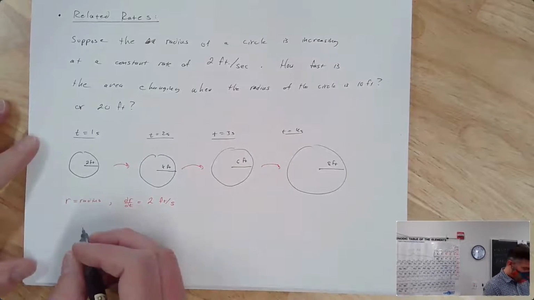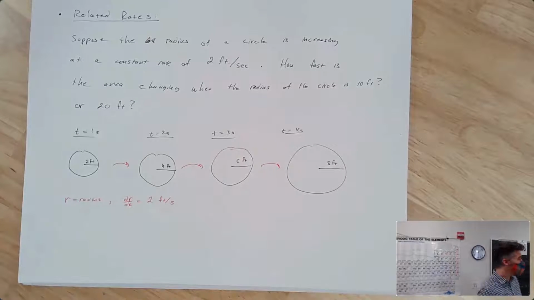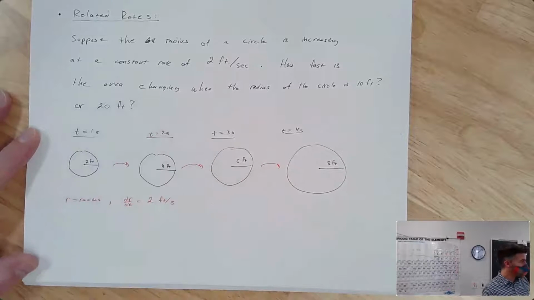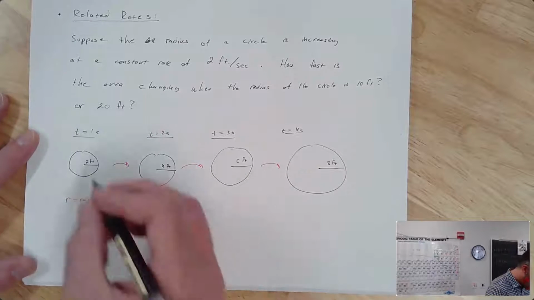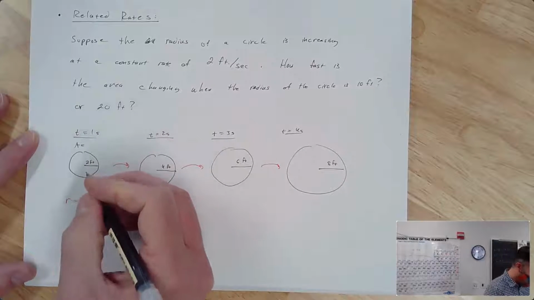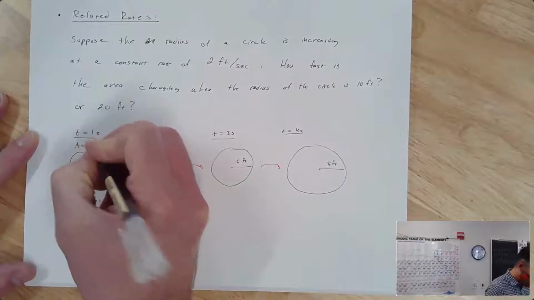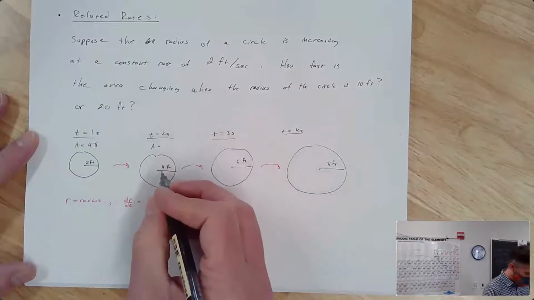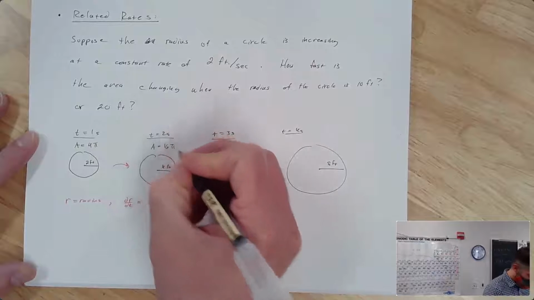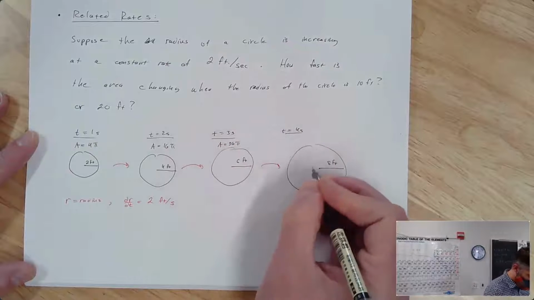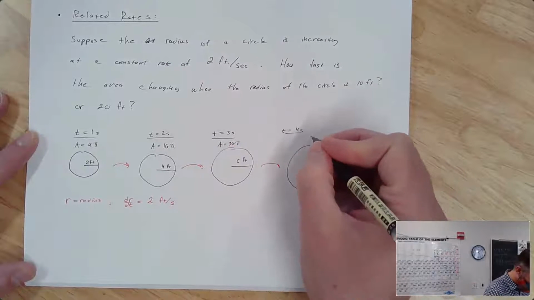Okay. Now, what I want you all to see is the rate of change of area isn't the same every second. From time equals 1 to time equals 2, well, let's actually calculate the areas before we talk about the rate of change. So time equals 1, the area is pi times 2 squared, so 4 pi. And at time equals 2 seconds, the area is pi times 4 squared, which is 16 pi. And then here it's going to be 36 pi. And here it's going to be 8 squared, which is 64 pi.